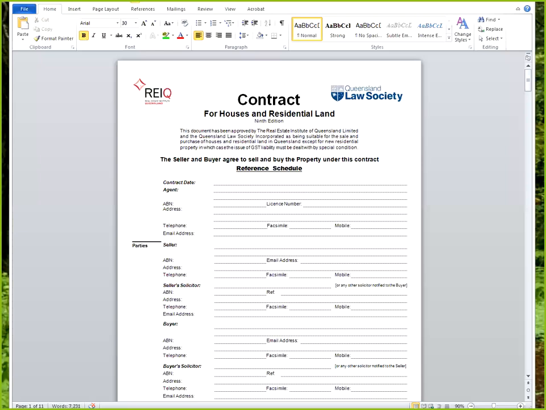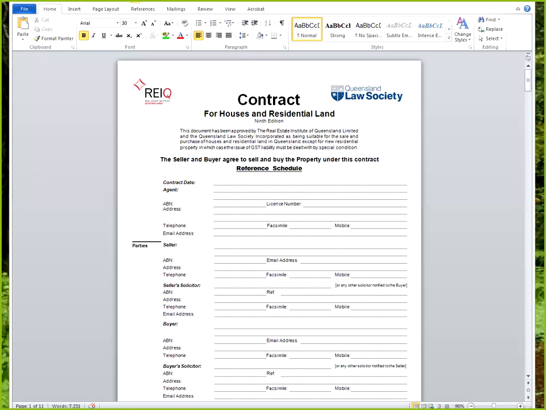The introduction to law subject for this evening is an introduction to the REIQ contract, which hopefully you see on screen. The REIQ contract is a document which is co-produced by the REIQ and the Queensland Law Society.